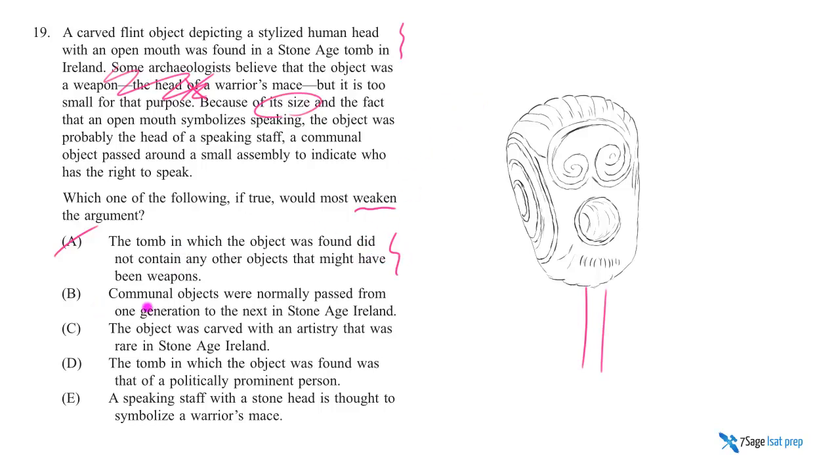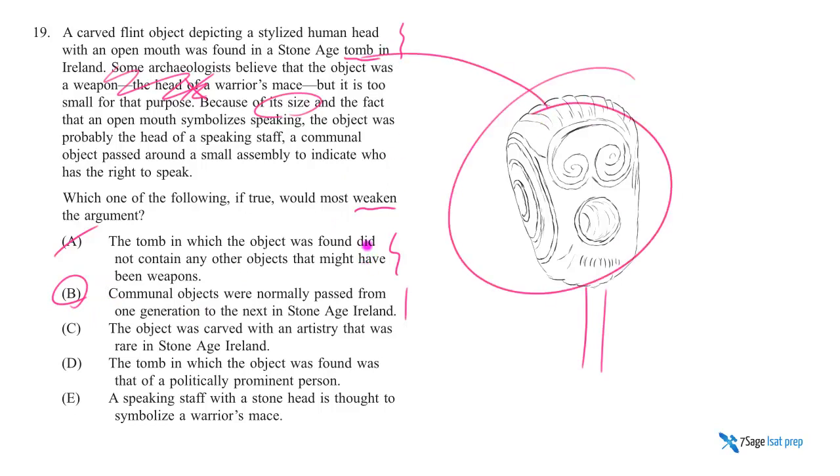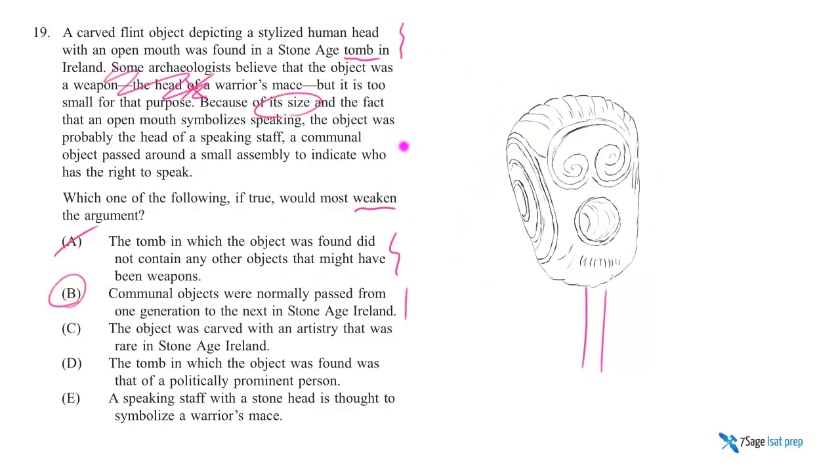I have no idea what the communal objects were normally passed from one generation to the next in Stone Age Ireland. Now if it were a fact that communal objects generally were passed from one generation to the next, then this weakens our hypothesis, because where was this found? In a tomb. For communal objects which are passed from one generation to the next, why would you find that in a tomb? When you bury something in a tomb, you are not passing it from one generation to the next. You're doing the opposite. You're burying it with a dead person. So if this fact were true and this thing came from a tomb, then it seems not as likely anymore. I mean, it could still really be a communal staff. It could be that this is the exception. But still, you get the point.